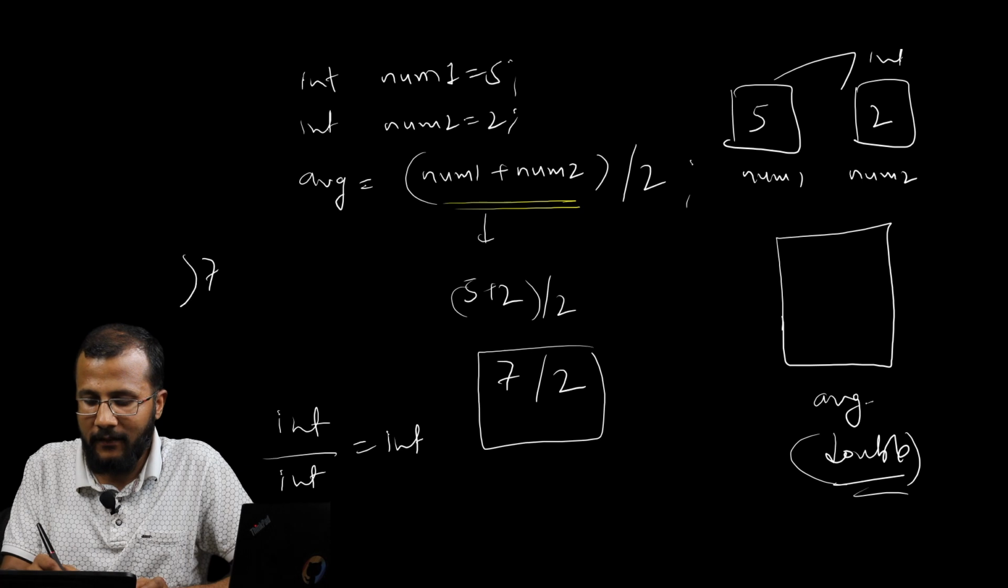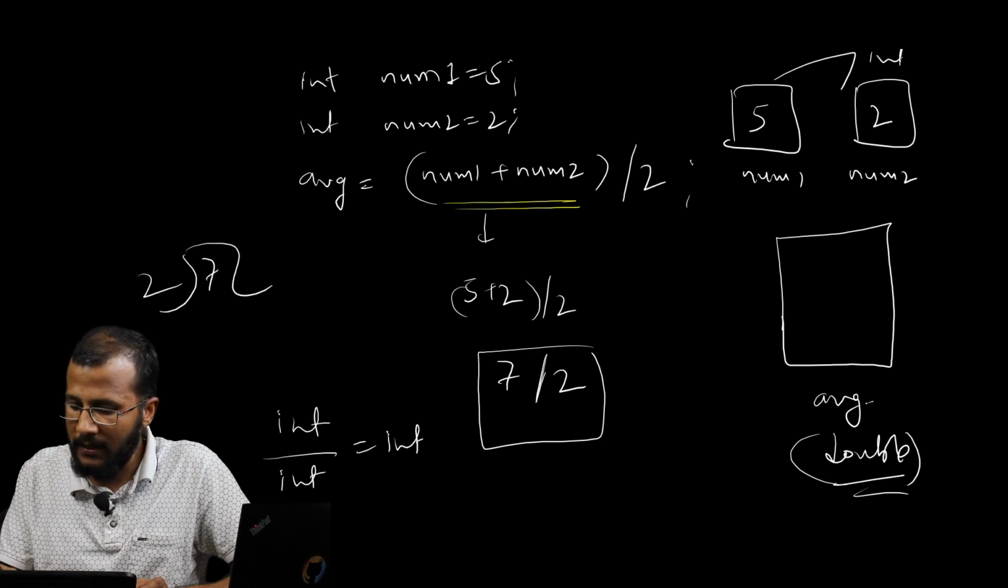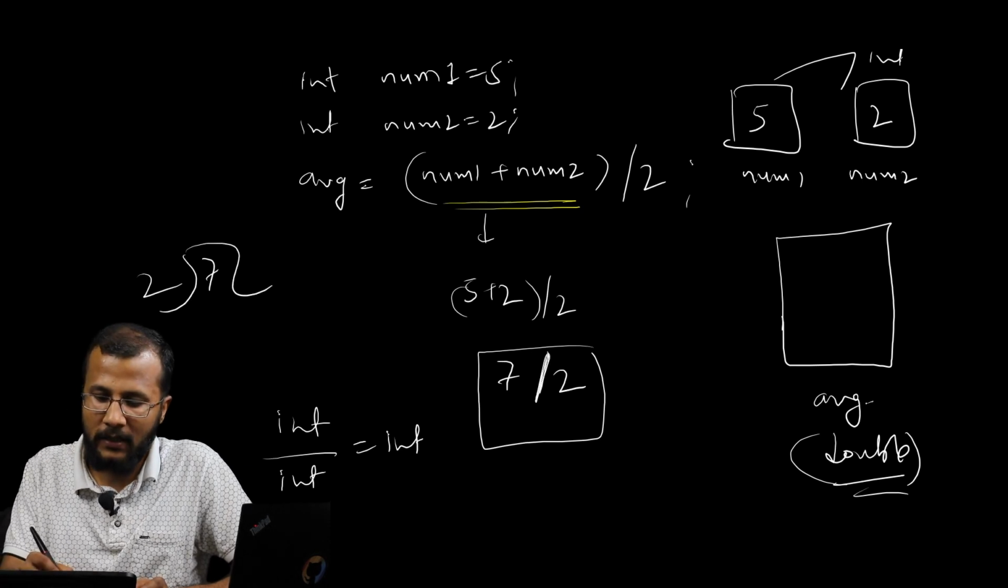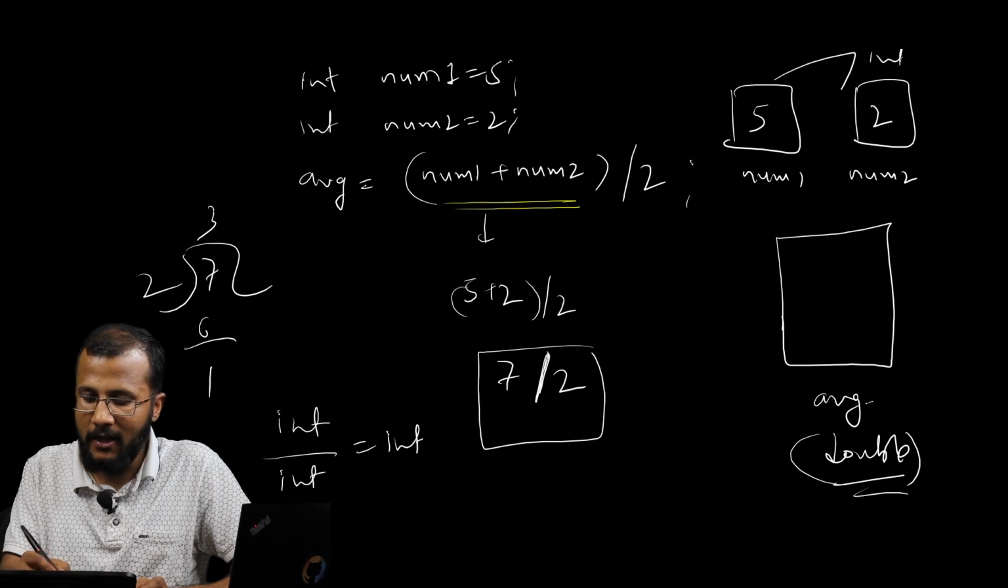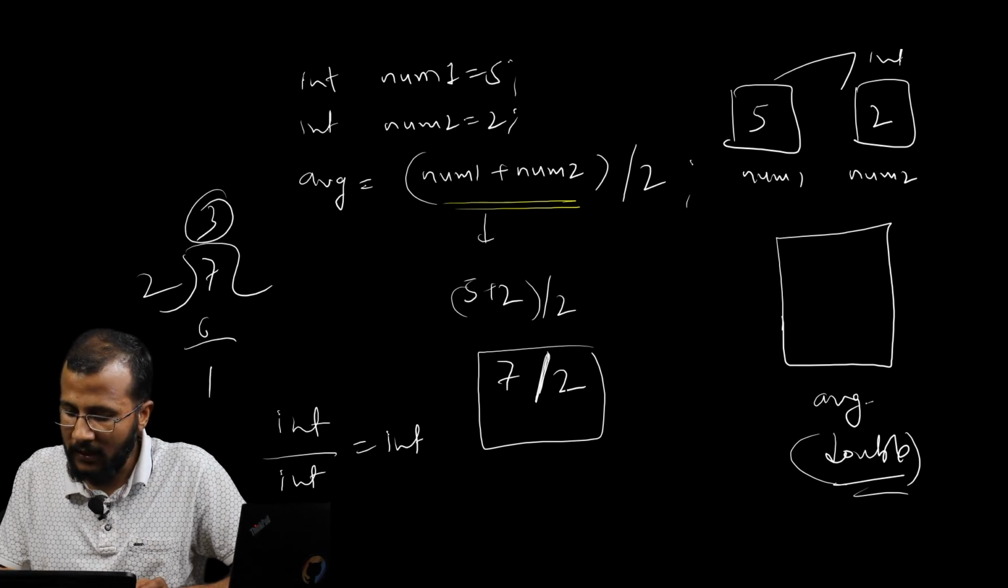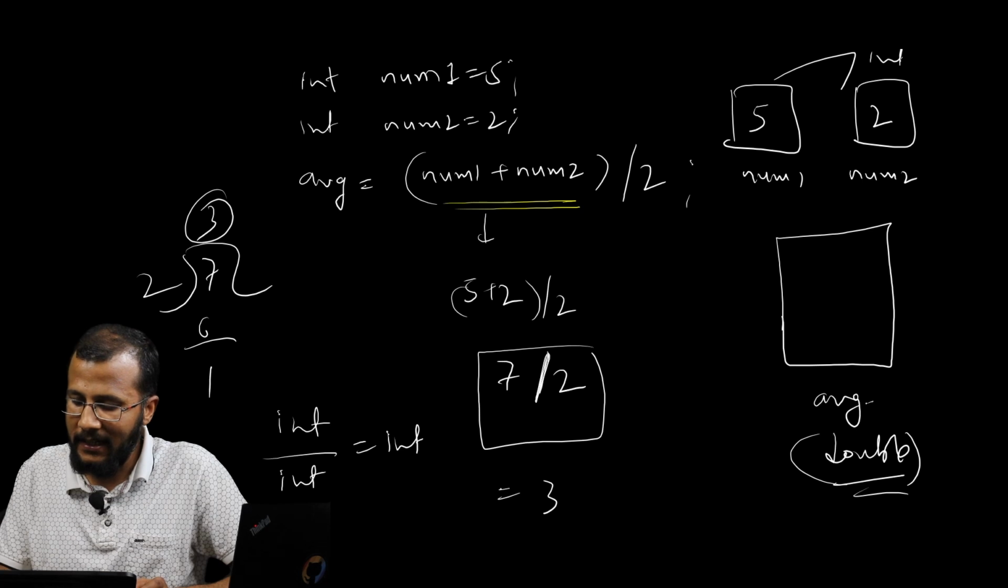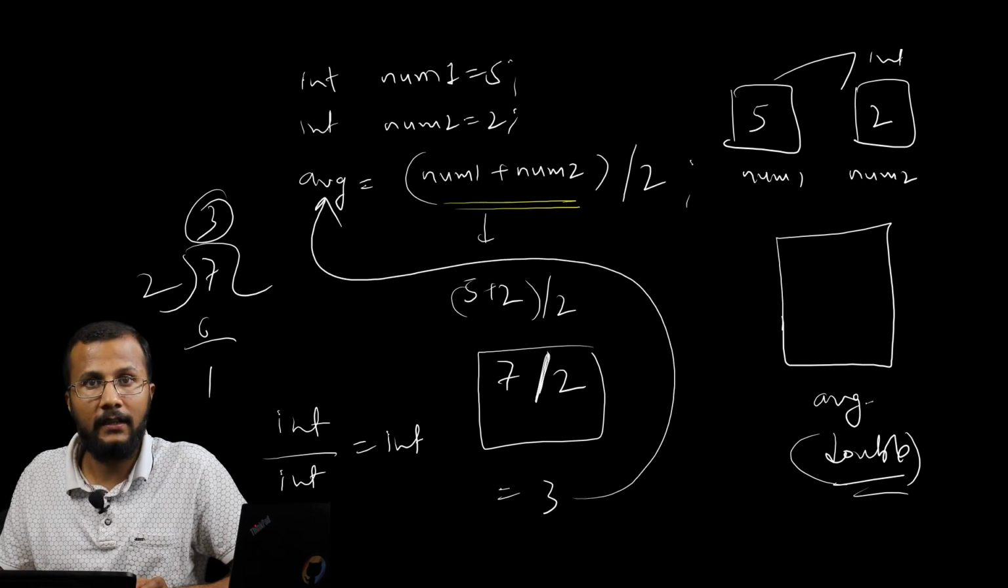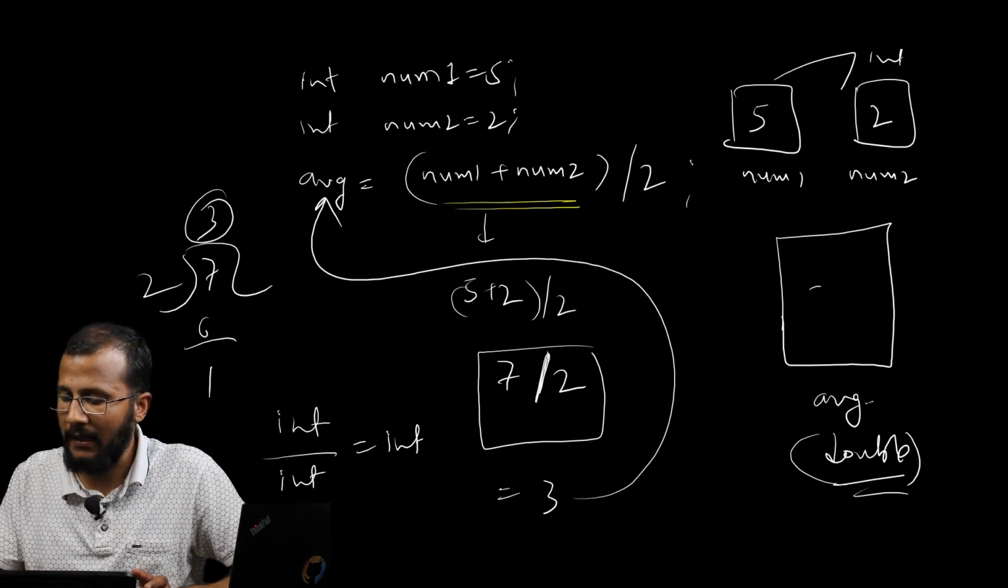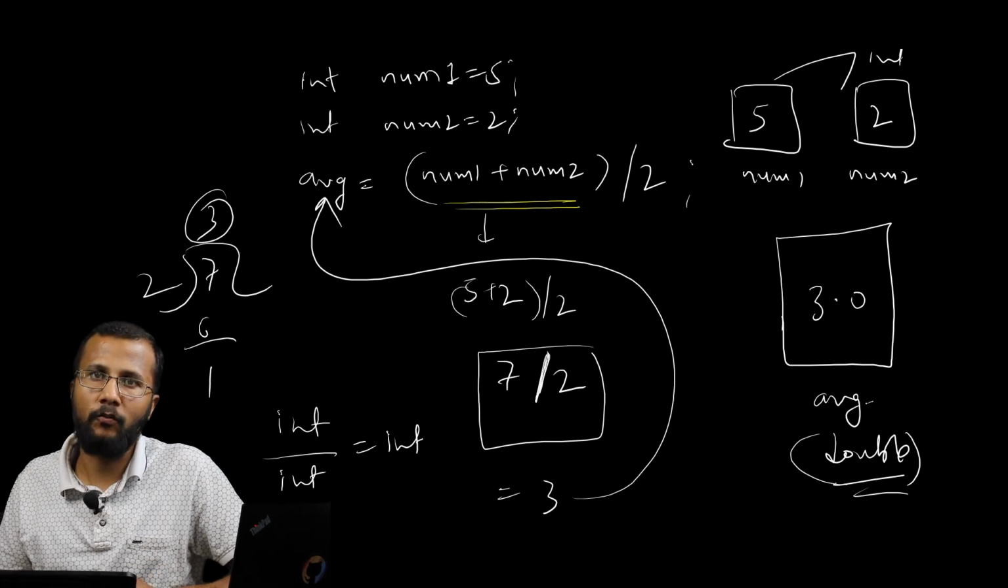Whenever I divide 7 by 2 like this, it will give me the quotient. 2 times 3 is 6, remainder is 1. So the quotient here is 3. The answer for this entire thing is 3, and 3 is assigned to the variable avg. avg is actually double, so it will make it 3.0. Hence, you will get the output as 3.0.